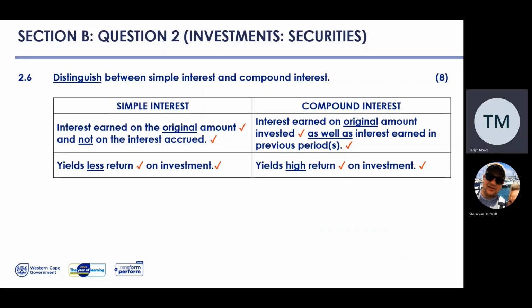Take note, for 8 marks: 4 for simple, 4 for compound. I'm looking at the cognitive verb, distinguish. I'm distinguishing the one interest versus the other interest.